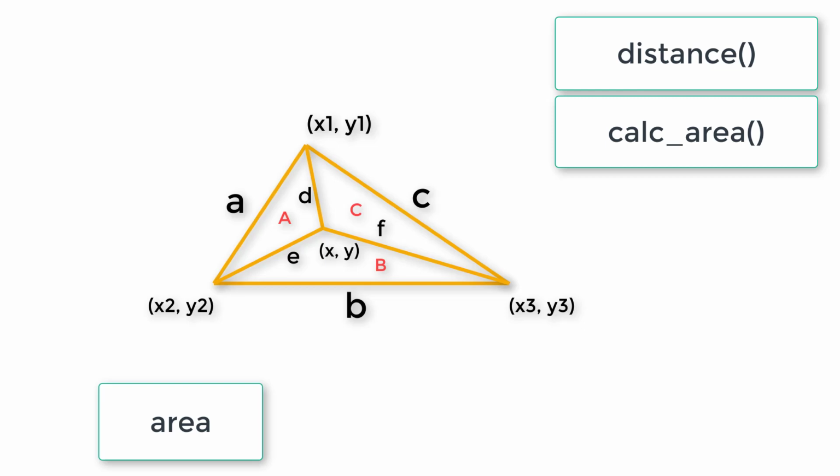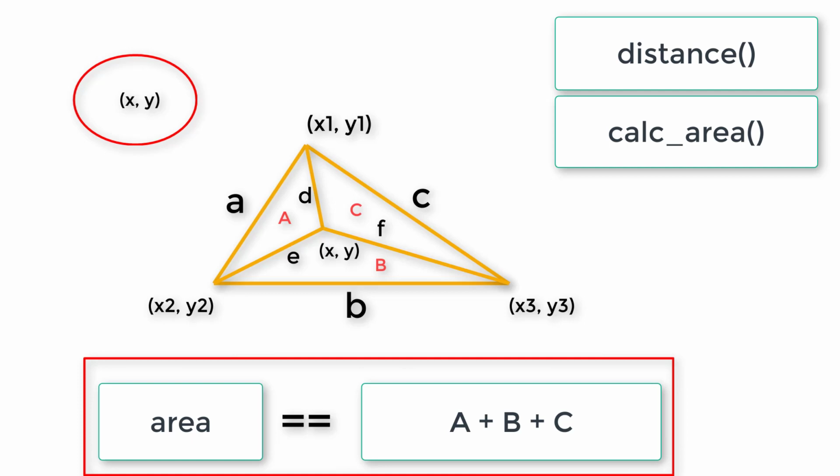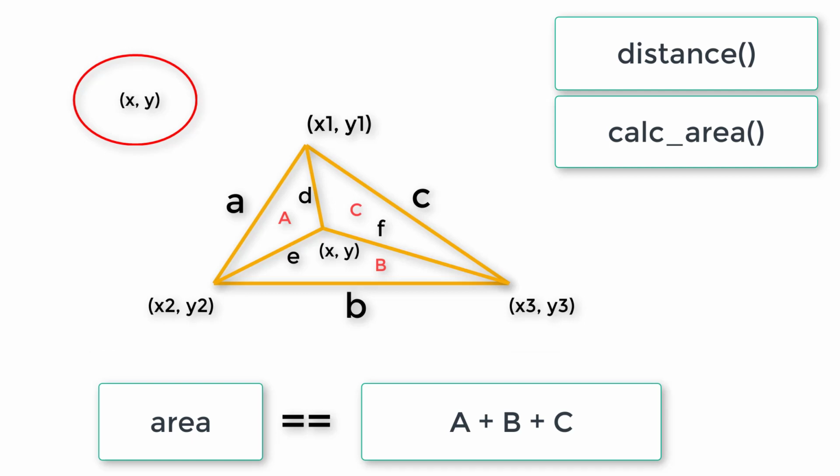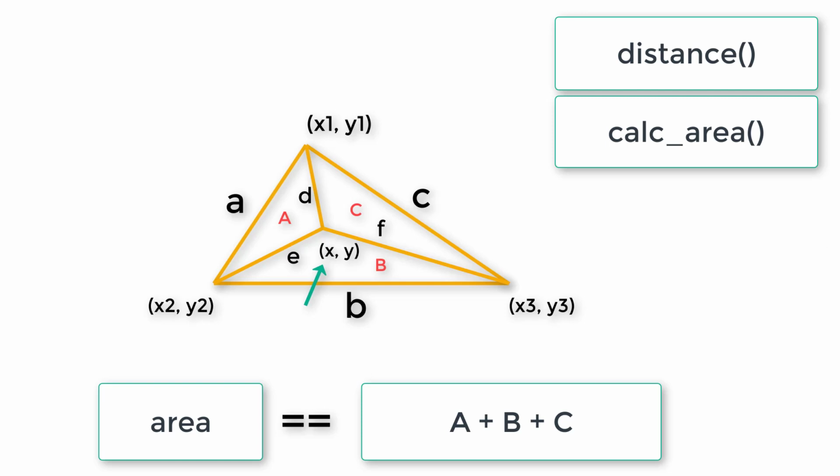So the area of A can be calculated using its sides, that is A, D and E, and similarly for B and C. If the sum of the areas of A, B and C is not equal to the entire area, then the point lies outside this triangle, okay? If by chance the area of this entire triangle is equal to the area of A plus B plus C, then the point lies within, that is inside our main triangle.